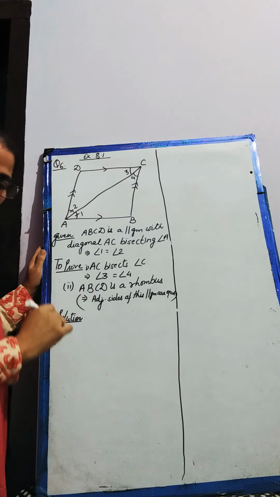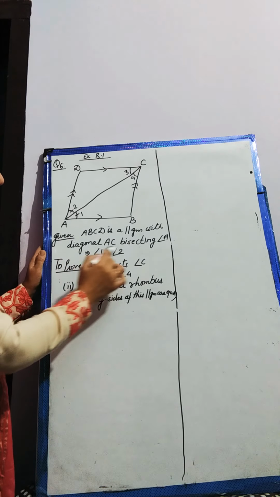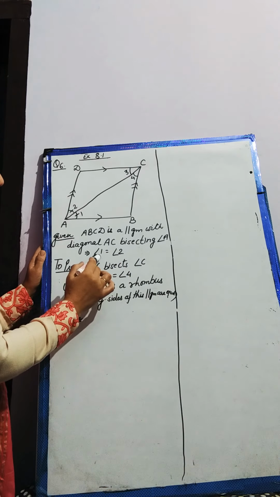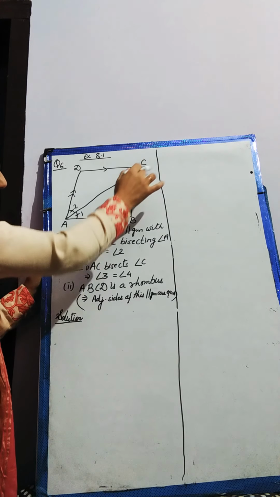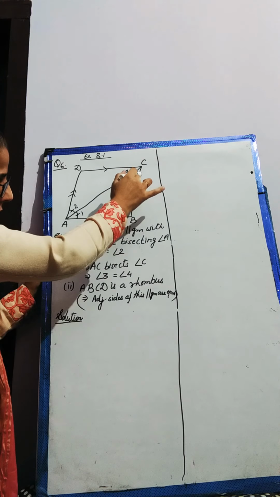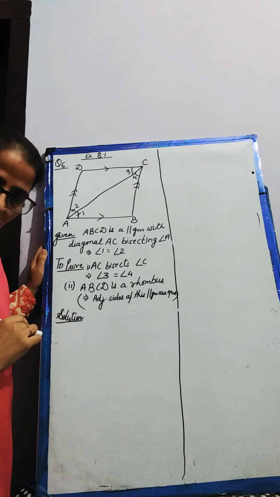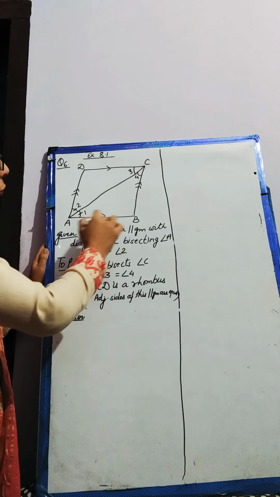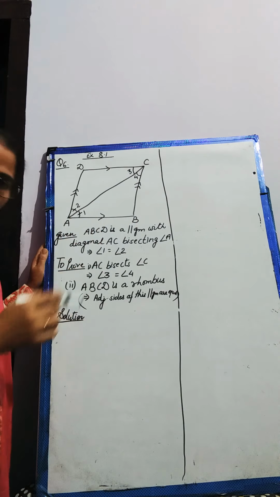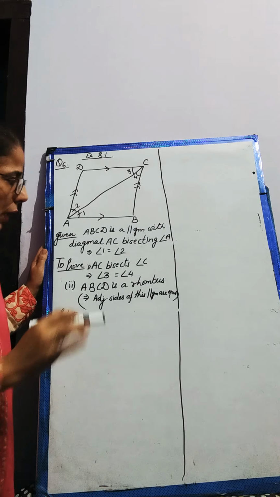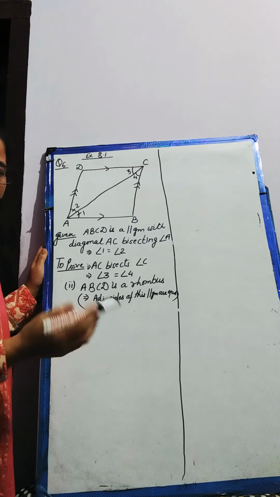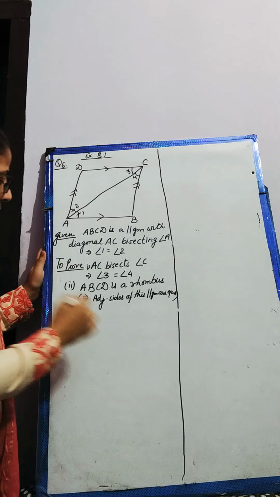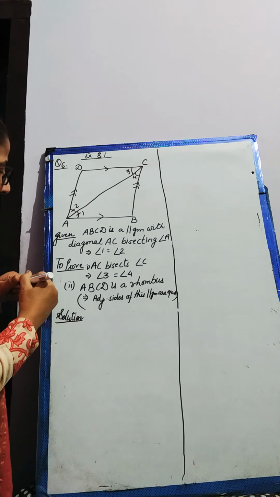So let us do. Given: ABCD is a parallelogram with diagonal AC bisecting angle A, that means angle 1 is equal to angle 2. To prove: AC bisects angle C, that means angle 3 is equal to angle 4, and ABCD is a rhombus. To prove a rhombus, we have to prove any two adjacent sides are equal. So let us do the solution.